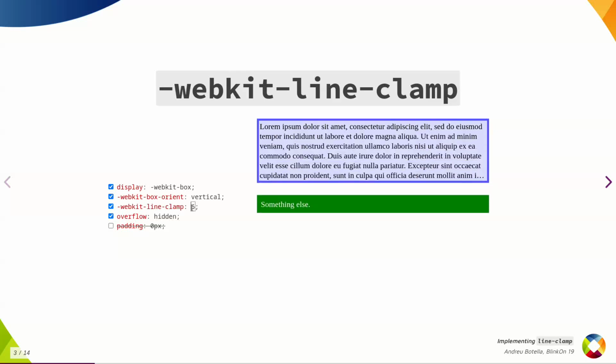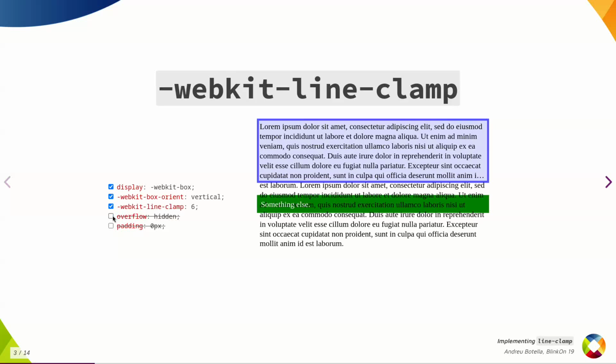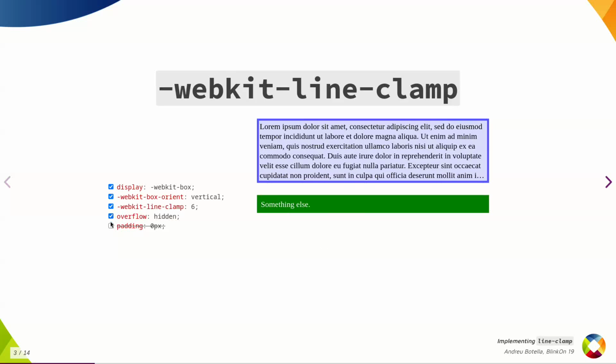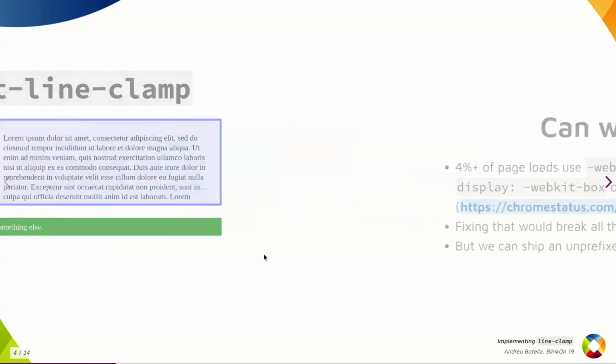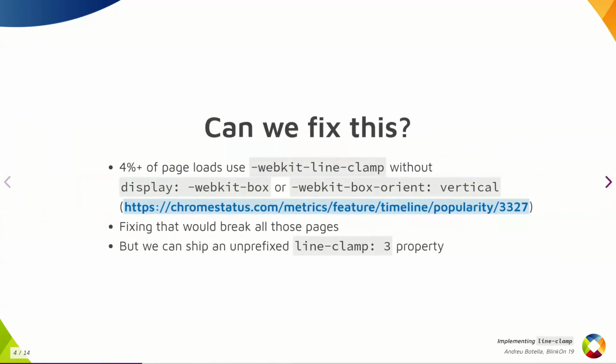It also needs overflow: hidden, otherwise the lines after the clamp do show up, and those lines can also show up if you have enough bottom padding. We cannot fix all of this, at least not with the -webkit-line-clamp property, because over 4% of page loads use this property without the other required properties, so fixing it will break them. But what we can do is ship an unprefixed line-clamp property.